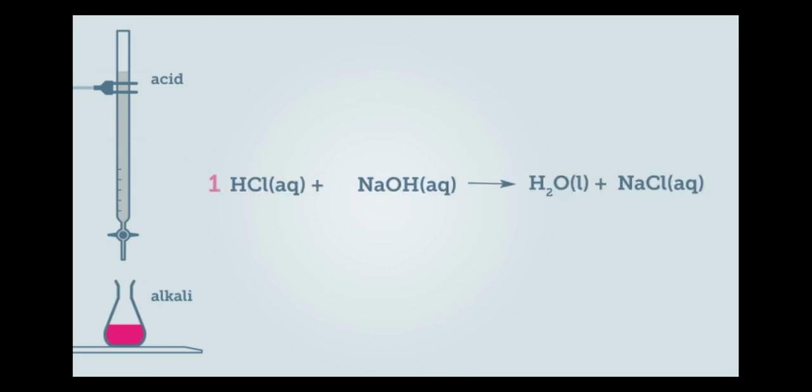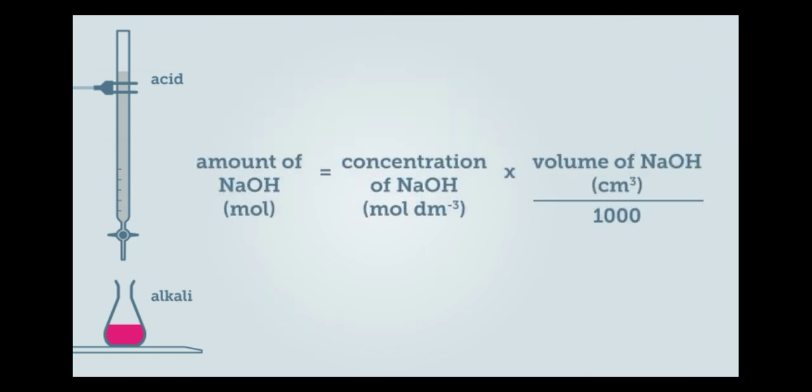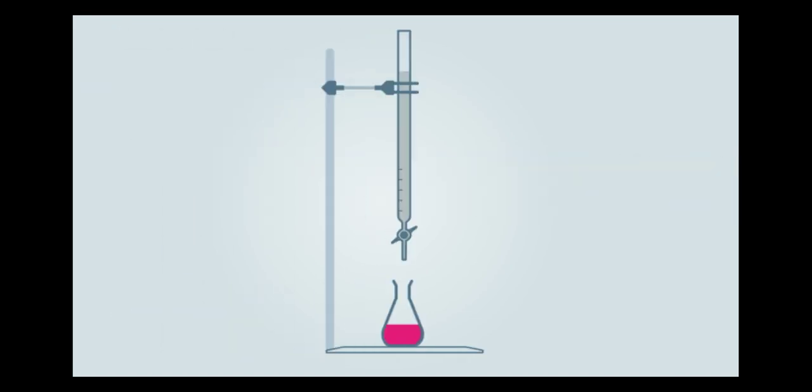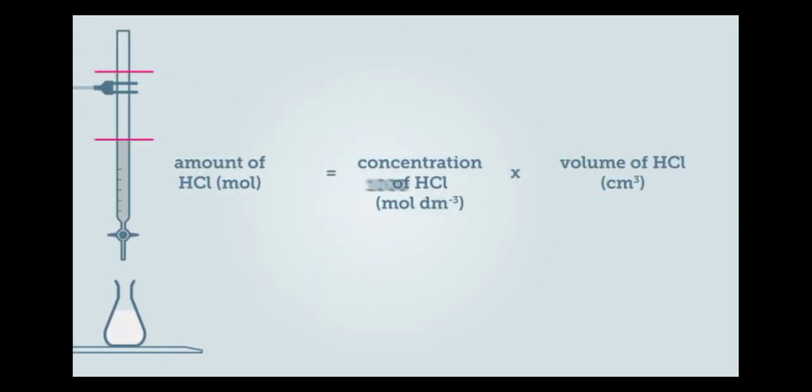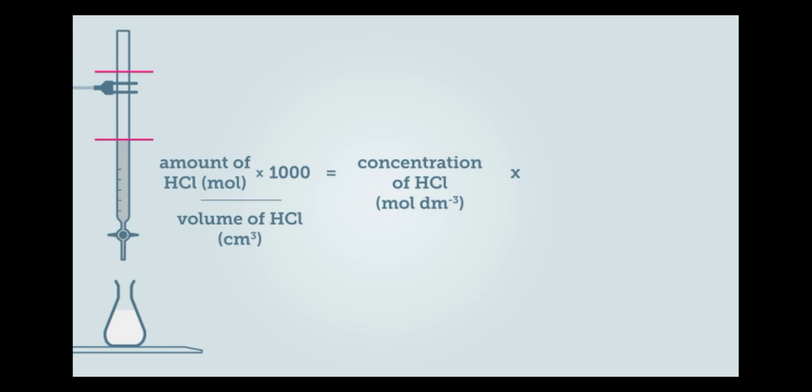In this example, the balanced equation shows that 1 mole of hydrochloric acid reacts with 1 mole of sodium hydroxide. The amount of alkali can be calculated using the known concentration and volume of the alkali solution. The volume of acid that reacted can be read from the burette. It's good practice to repeat the titration and calculate the average volume added. We can now rearrange the equation to calculate the unknown concentration of acid.